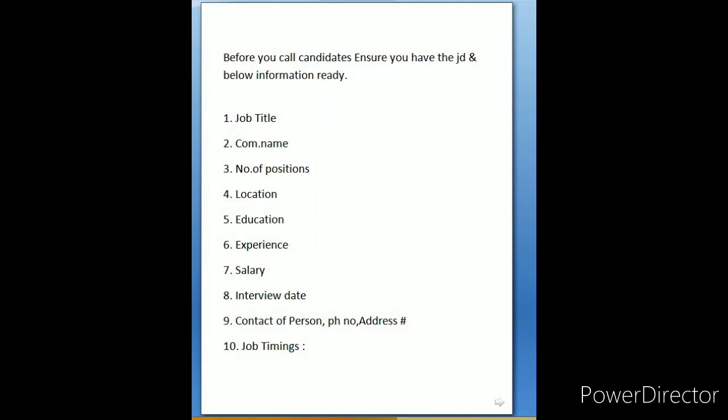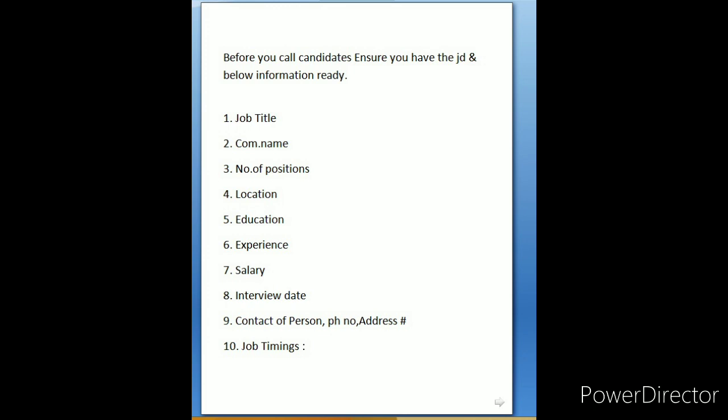All right, now we are going to learn the candidate calling script. Before you call the candidate, ensure you have all this information available, because this information is either asked by the candidate or you have to furnish it to the candidate, to make both of you understand whether the candidate is suitable for the job role or not.